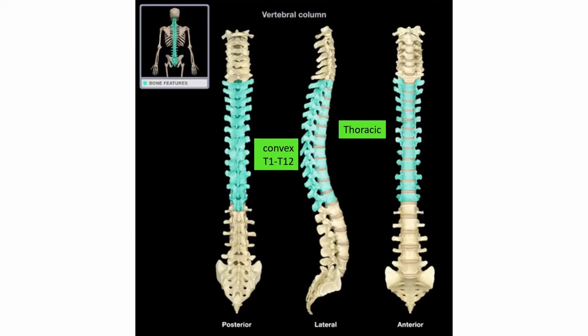Going down from the cervical region to the thoracic region, they are termed T1 for thorax to T12. There are 12 thoracic vertebrae, and you can see that in the anterior and the posterior vertebral column view, these are straight, but when you look laterally, you can see that thoracic vertebrae are concave anteriorly and convex posteriorly.